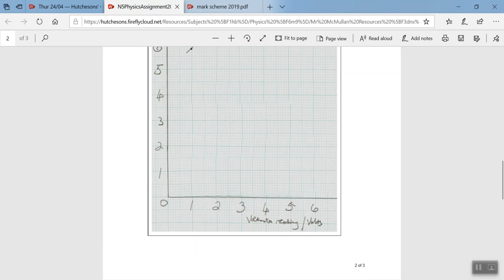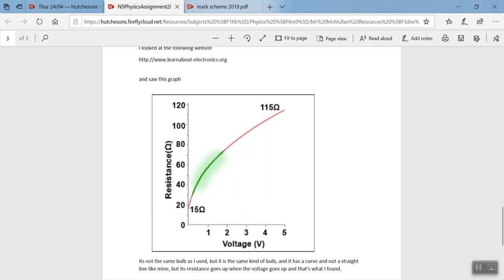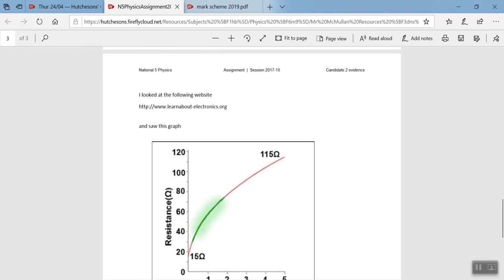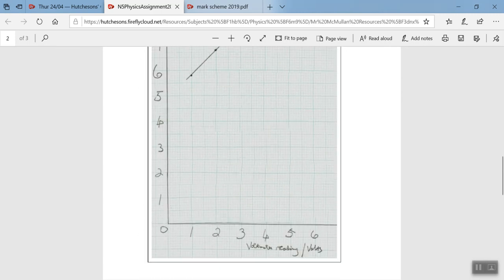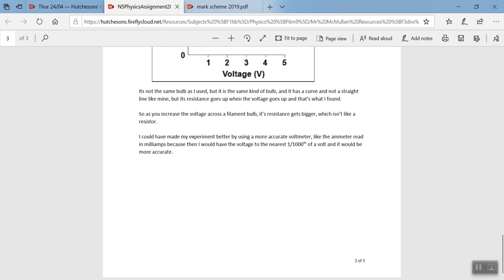The graph itself I think is okay. I looked at the following website, learnaboutelectronics.org. Is that a reliable site? Does the graph show a curve? It does. Their graph shows a straight line. So there's obviously something different there.